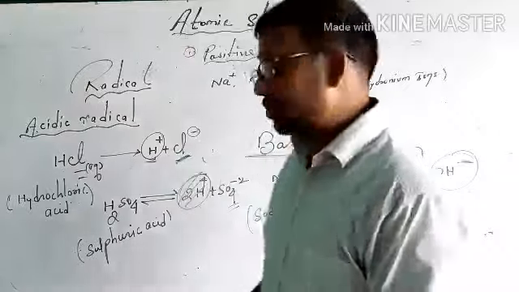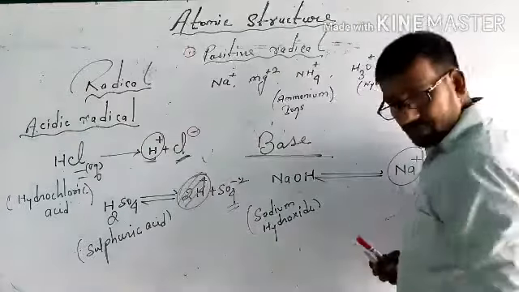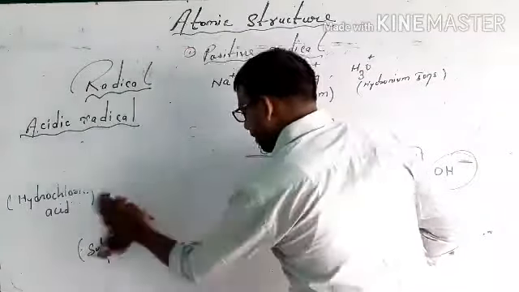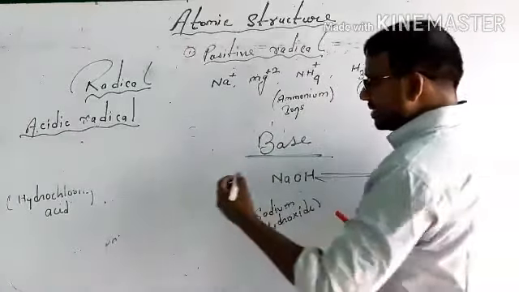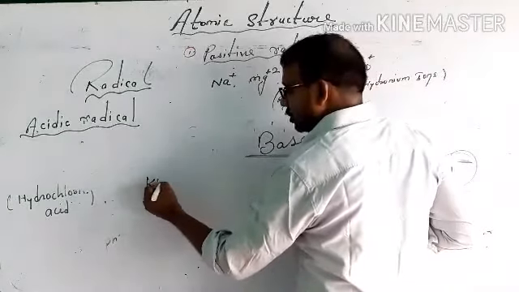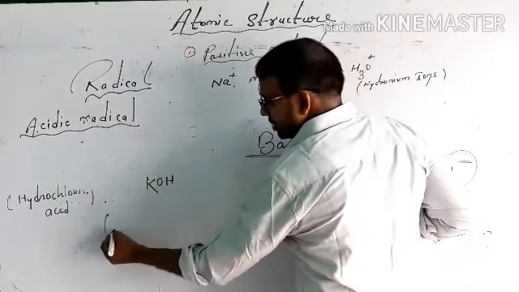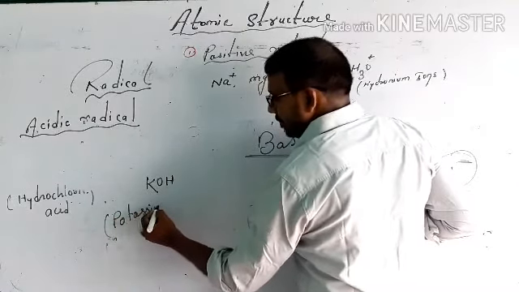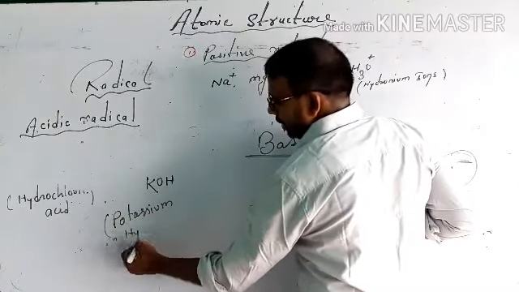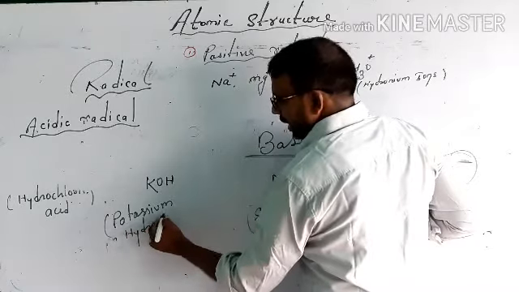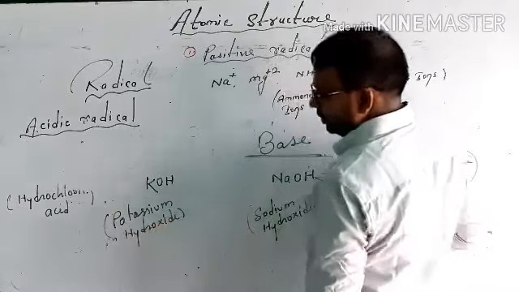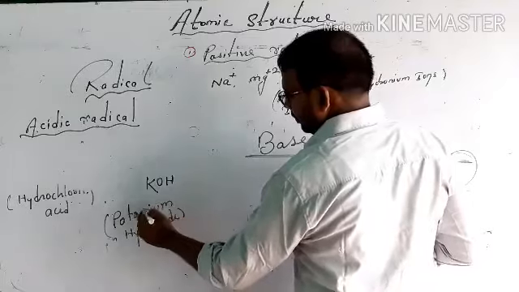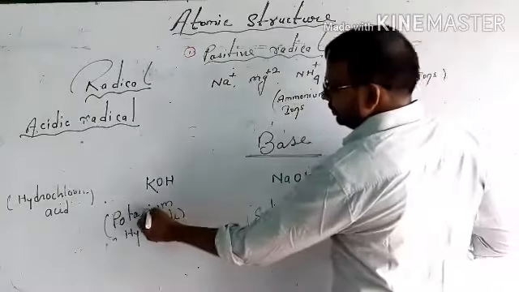Again I am going to give you one more example. Suppose I take the example of KOH. This is also a base. Its name is potassium hydroxide.